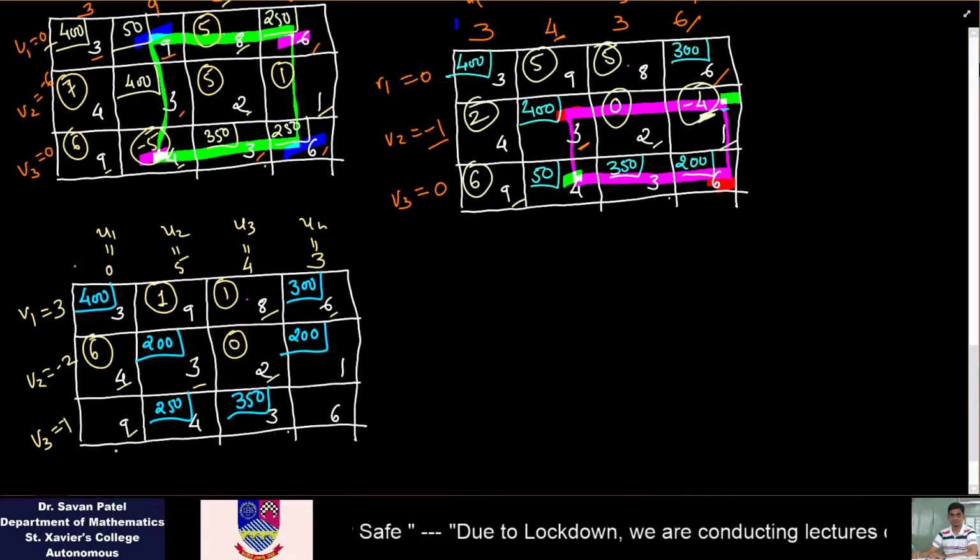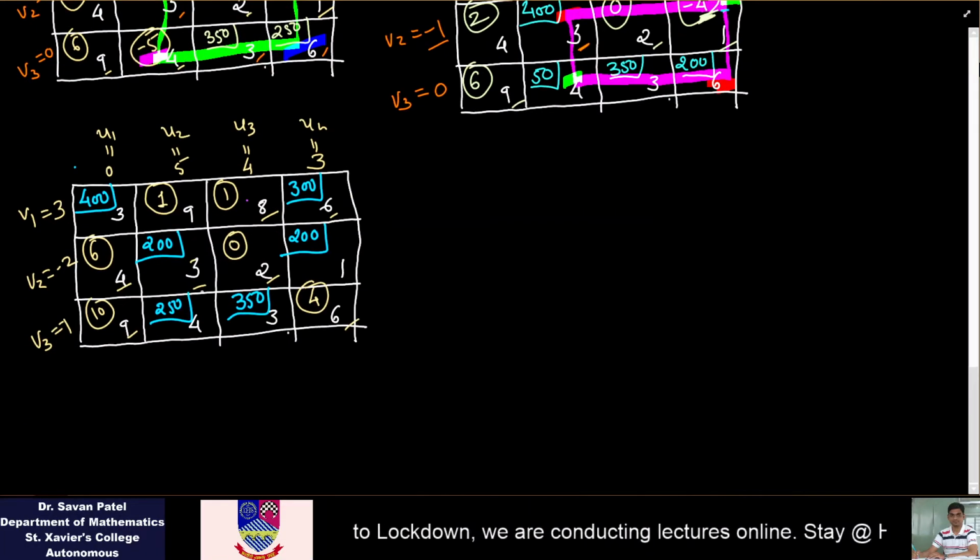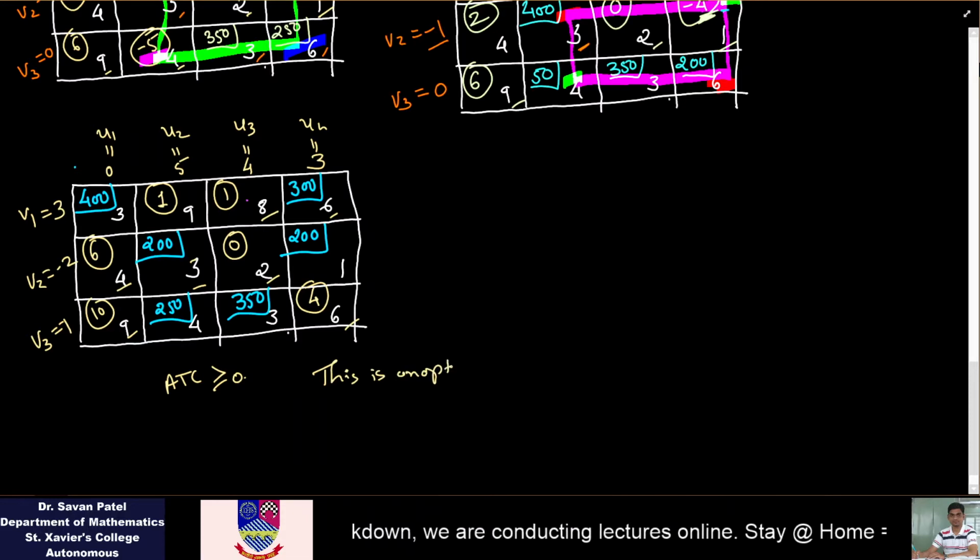Here it is 9, so 9 minus 1 plus 0. Minus 1, so it is 9 minus minus 1, it is plus 1, so 9 plus 1, it is 10. Here it is 6, so 6 minus minus 1 plus 3, so it is 2. So 6 minus 2, it is 4. So all these additional transportation costs are greater than or equal to 0. So this is an optimal solution.